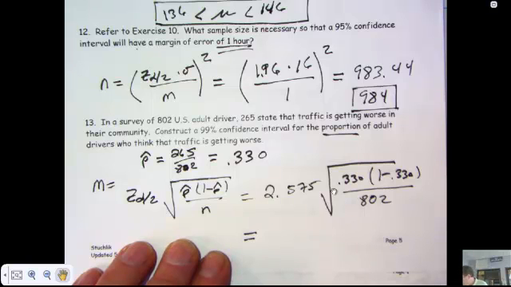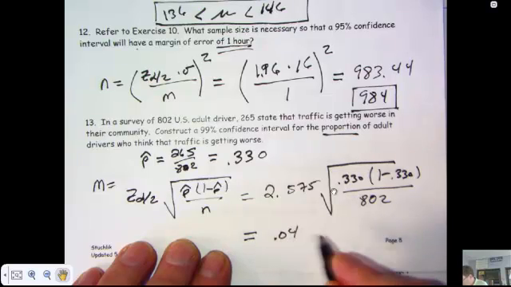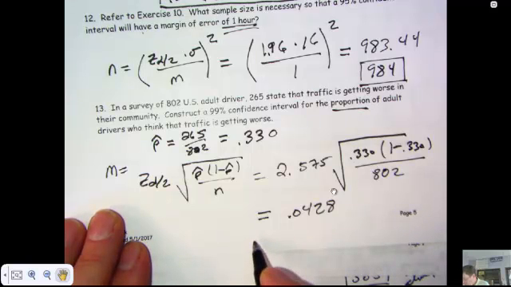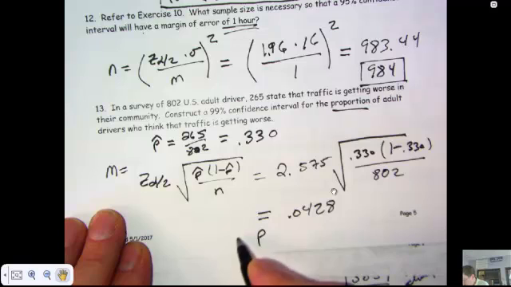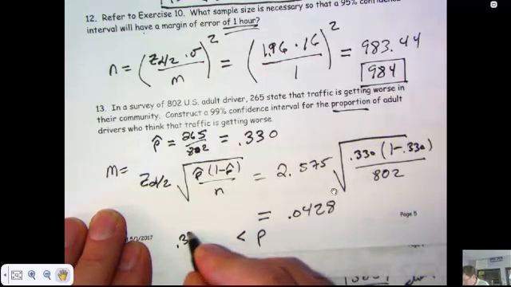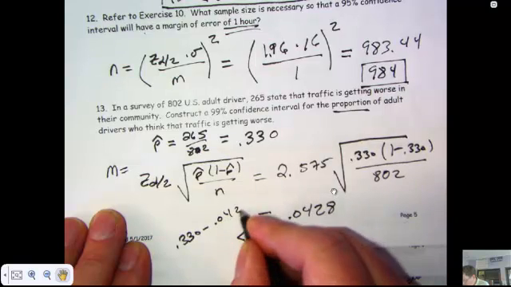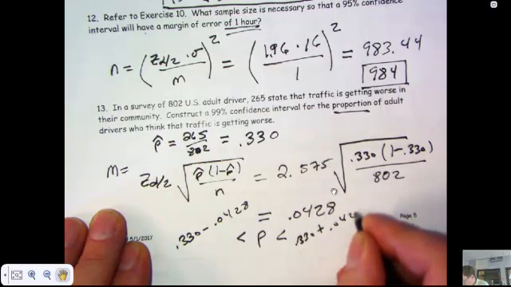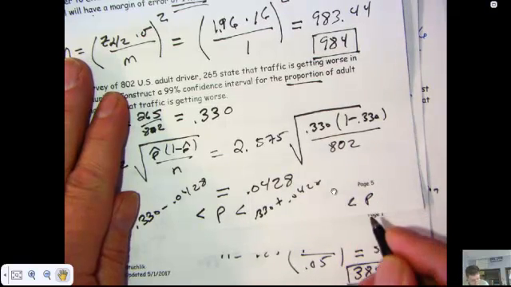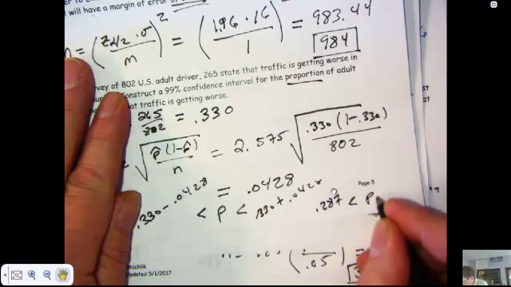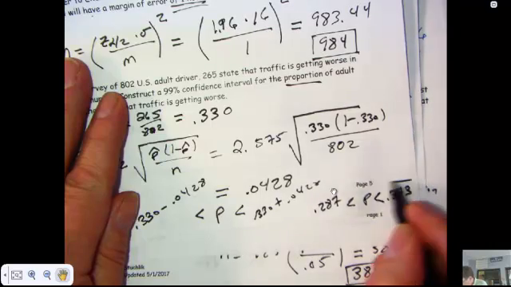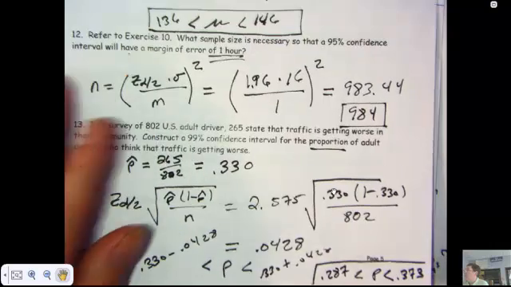And I get 0.0428. But that's not the answer. P hat goes in the middle of my interval. So my population proportion P is greater than 0.330 minus 0.0428 and less than 0.330 plus 0.0428. So my answer would be P is between 0.287 and 0.373. There's my answer.